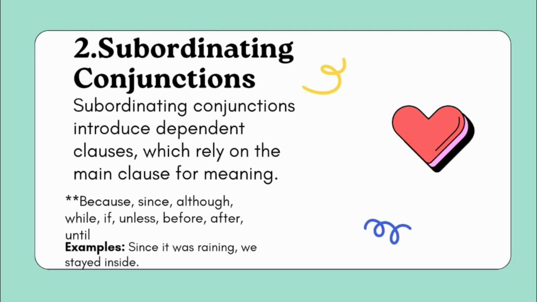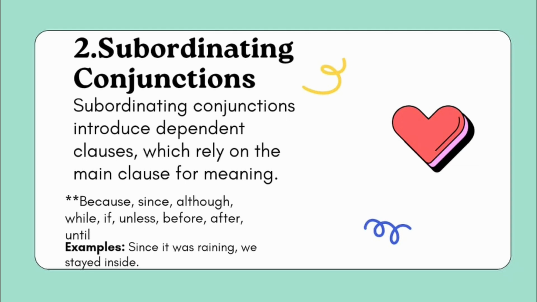Now let us look at some common subordinating conjunctions and their uses. We have subordinating conjunctions that connect ideas with relation to time. So these subordinating conjunctions introduce clauses that explain when something happens. Examples are after, before, when, while, as, since, until, as soon as. For example, when he arrived, the meeting had already started. The subordinating conjunction in that statement is when.